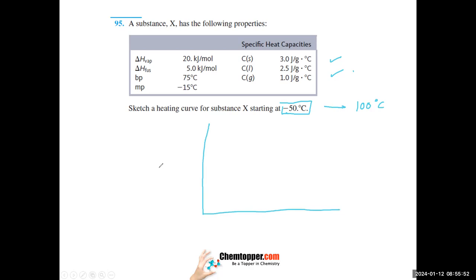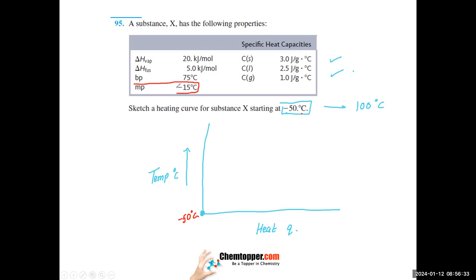So this is the temperature in degrees Celsius going up like this. This is the heat, Q. Starting point, yes, all of you please, starting point is minus 50 degrees Celsius. Minus 50, this, right? And then at minus 50, is it solid or liquid? Look at the melting point.